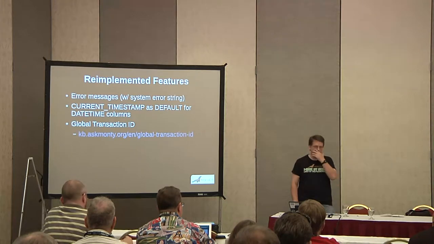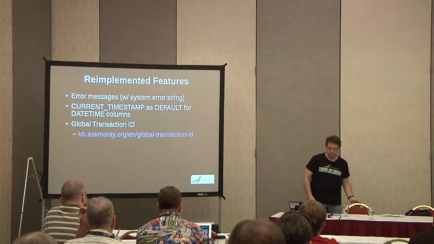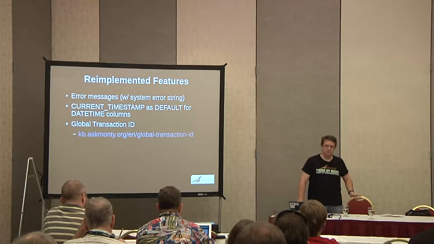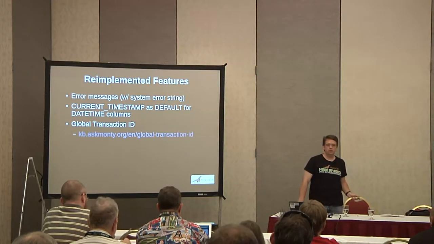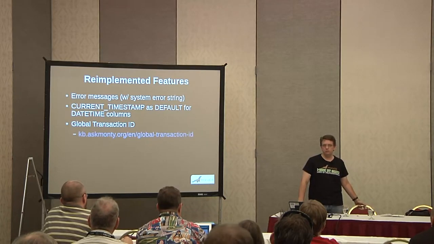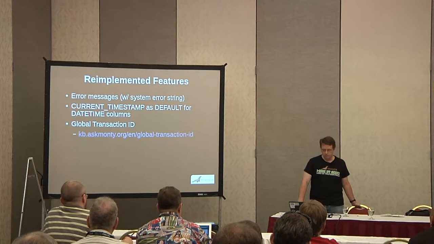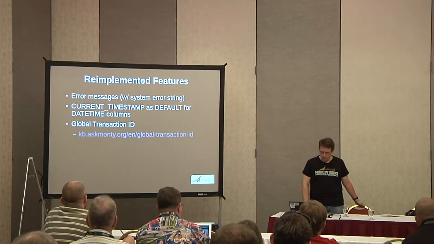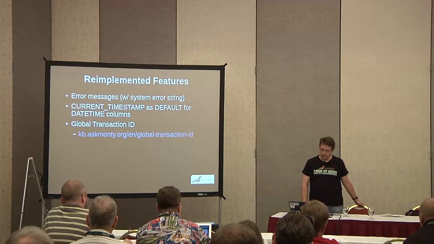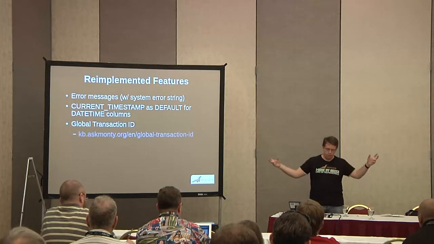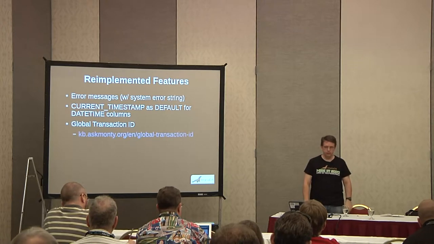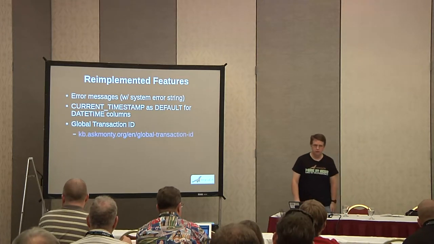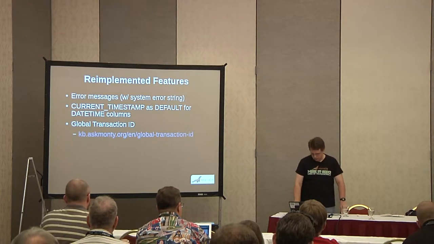Also, the global transaction ID. This was introduced in 5.6, but we've had it since MariaDB 5.2. So for obvious reasons, we couldn't just take their version because we already had our own version. And so in 10, we have gone through and tried to make them as compatible as we can, so that you can use the global transaction IDs. If you want more information on this feature, you can go to our knowledge base. The global transaction ID feature is very nice for when you have multiple servers and you're doing all sorts of transactions and trying to make sure that the binary log doesn't get out of order.